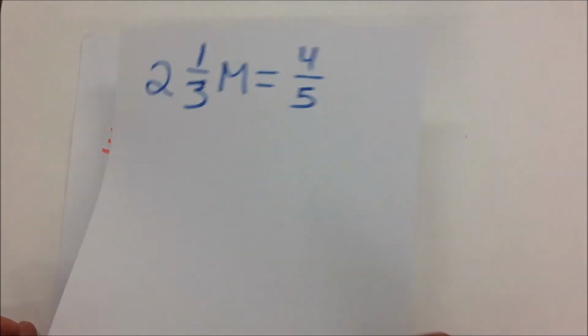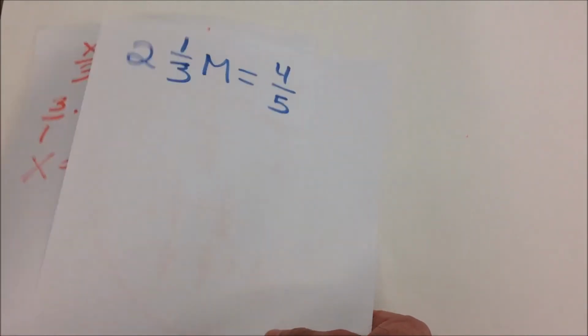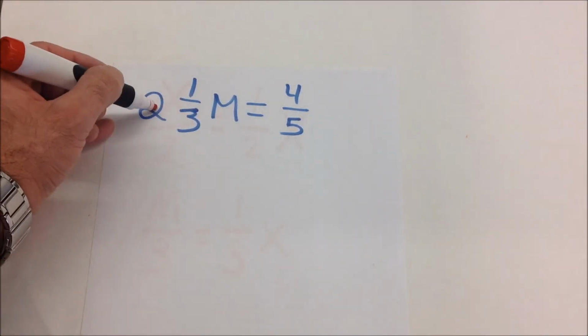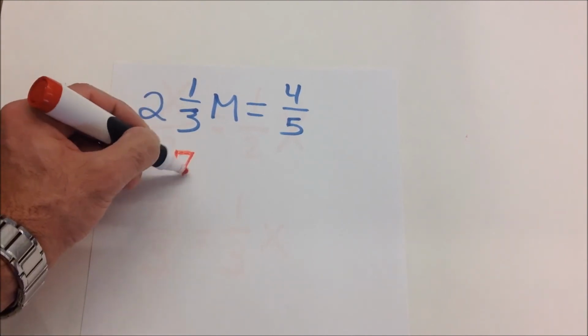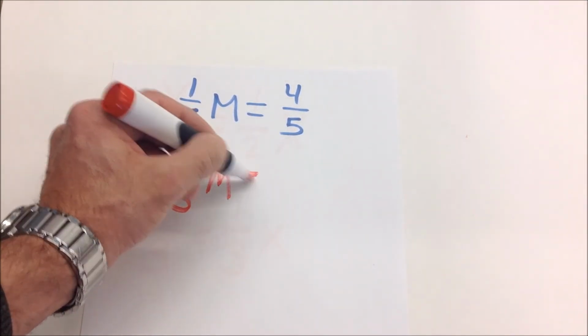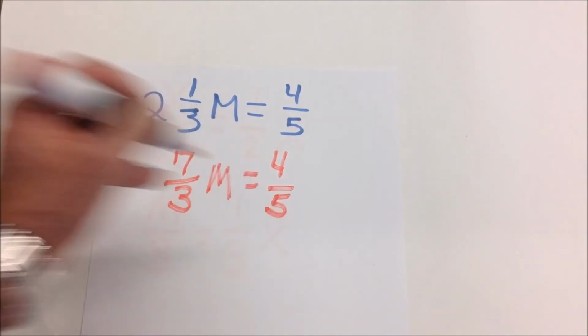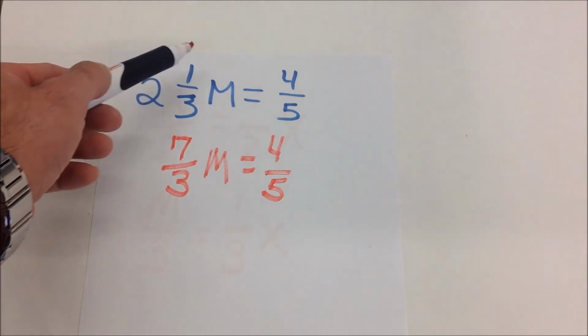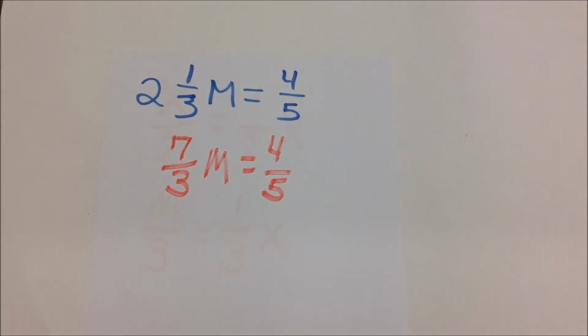Now, what if we had a problem with a mixed number? All right, let's try this with a mixed number. 2 1/3 m equals 4/5. How would you do that? First thing you should do is make this mixed number improper. So 3 times 2 is 6, plus 1 is 7, so we get 7/3. We just rewrote the equation. How did I get 7/3 again? Remember, 3 times 2 is 6, plus 1 is 7. That's how we make improper fractions.